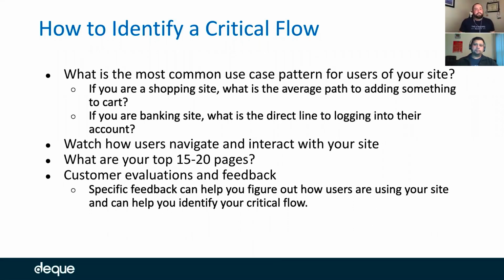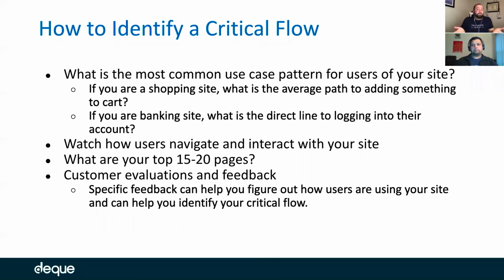If you think about it and break it down, what is the most common use case pattern for users on your site, right? If you're a retail site, shopping site, what is the average path someone does to add something to their cart? If I'm a banking site, what is the direct line to logging into their account? And then what do they do when they get inside that, right? There's different ways that you can actually check to see how to get to a critical flow, right? Which is watch how your users navigate and interact with your site. There's hundreds, even thousands, right, at this point, of ways that you can monitor your website and get those interactions, how to navigate, interact within your website, right? That allows you to get that critical flow data so you know how your users are using that.